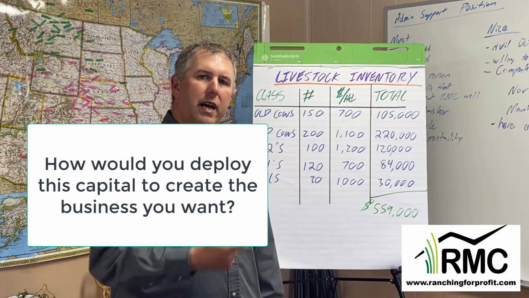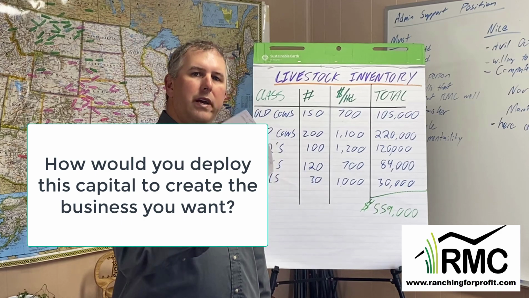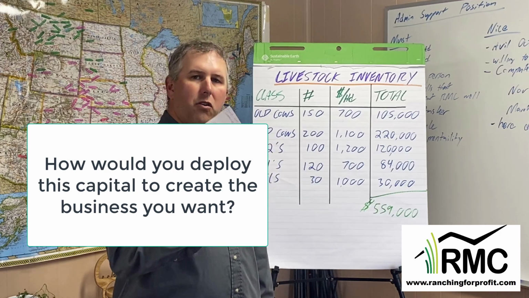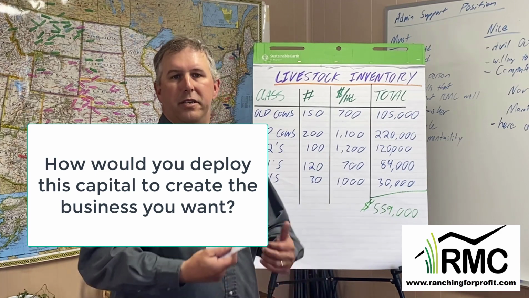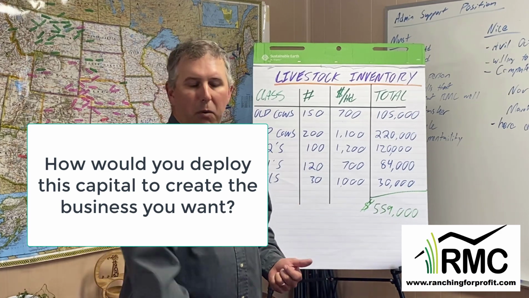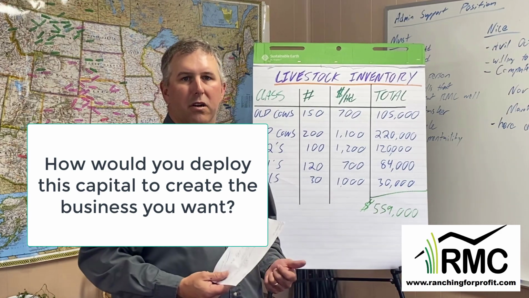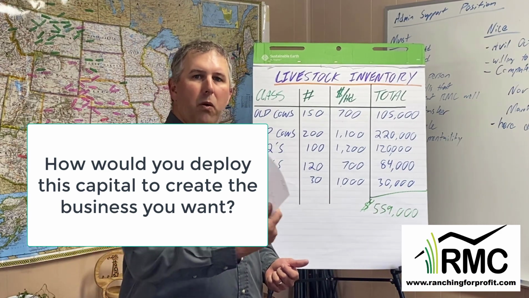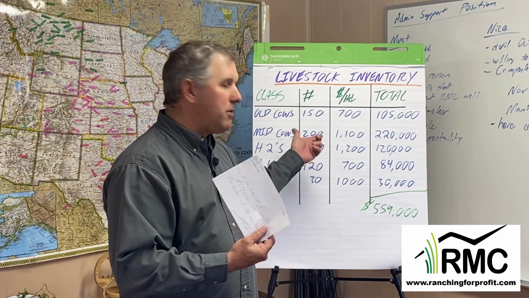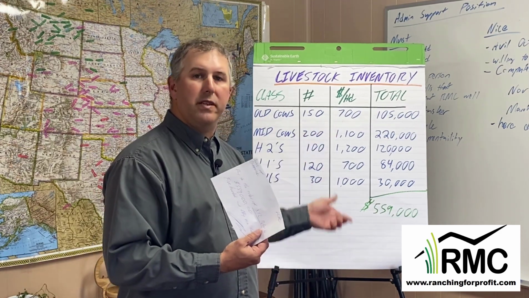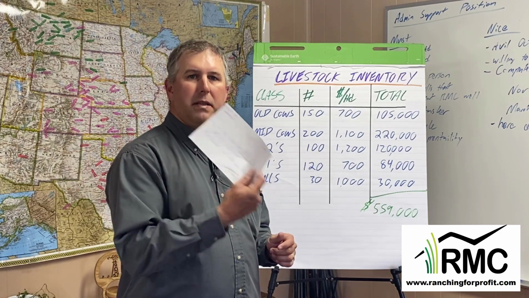Here's the key question. How would you deploy this capital to create the business you want? With today's feed conditions, today's moisture, the moisture in the ground, the feed in the pasture, how would you deploy this capital to create the business you want? Now maybe you'd buy these animals, maybe you'd buy some of these animals, but that's the question.